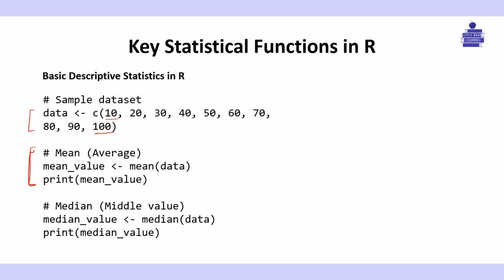So the output of this will be the actual mean value. What is mean? That is the sum of all of these observations divided by the total number of observations. So here the mean value will come out to be 55. So median is the middle value of the entire data set. If there is an odd number of observations, then the median is the middle term, else the median is the average of the two middle terms. So here we have an even number of observations, so the median will be 55 here also.